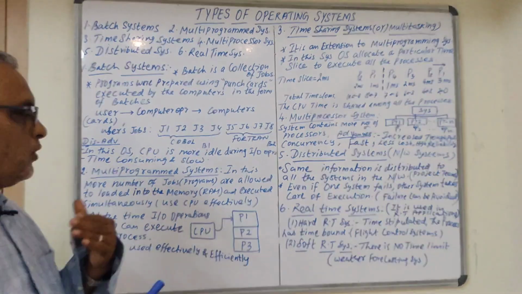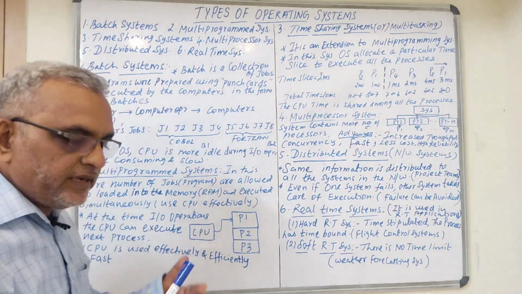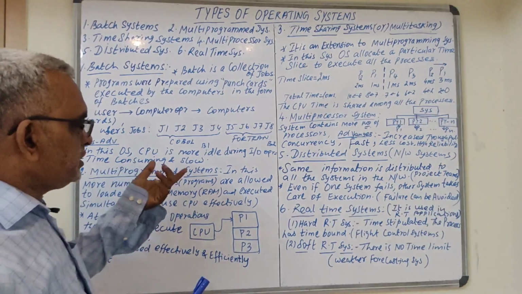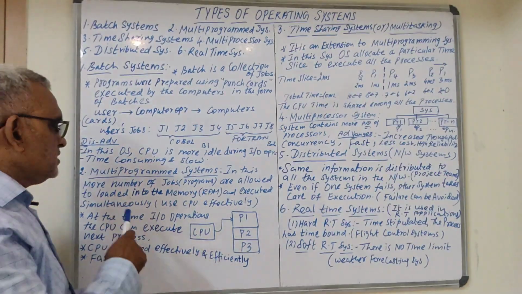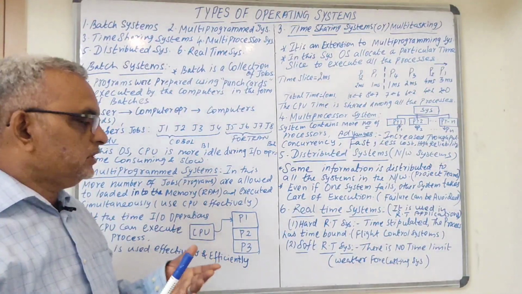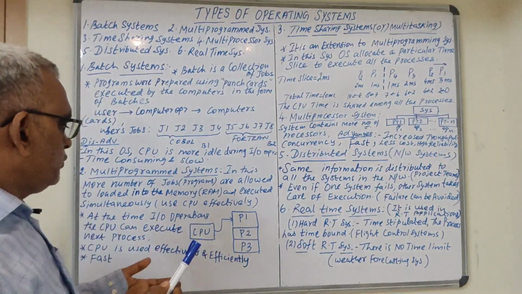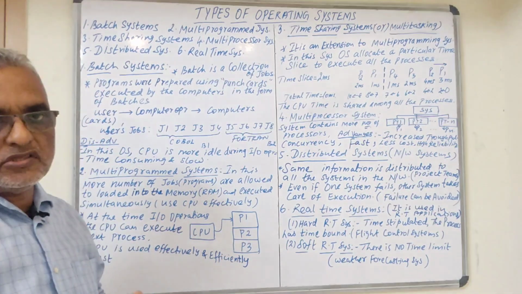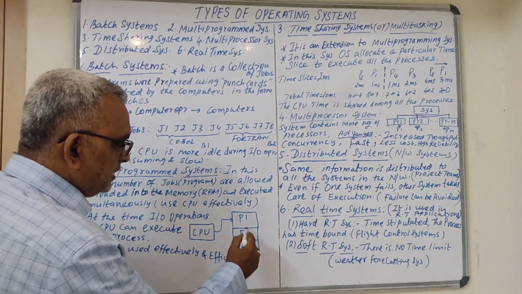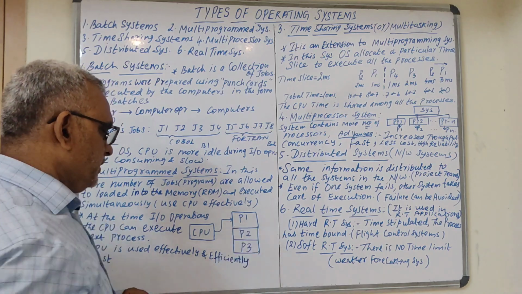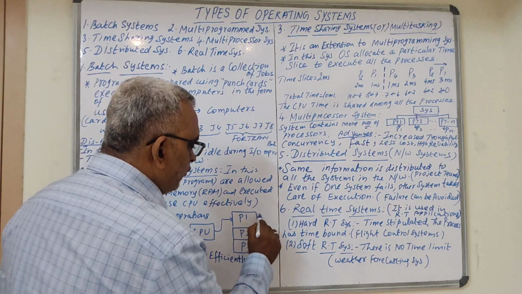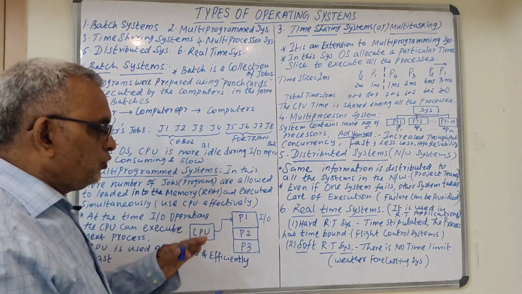Number 2, multi-programmed systems. In order to increase the speed of the system, they brought the concept called multi-programming. In this, more jobs or programs are allowed to be loaded into the main memory, that is RAM, and executed simultaneously, so we can use the CPU efficiently. For example, let us consider we have different processes P1, P2, P3. Now the CPU is executing process 1. Let us consider P1 needs to perform some IO operation. During that time, what will happen?